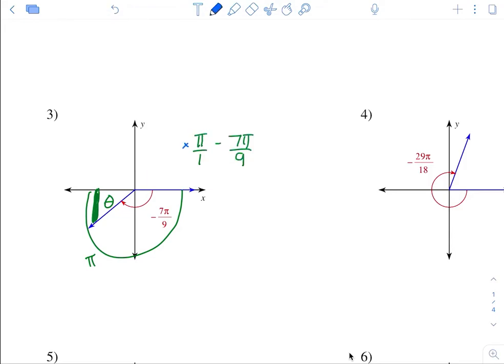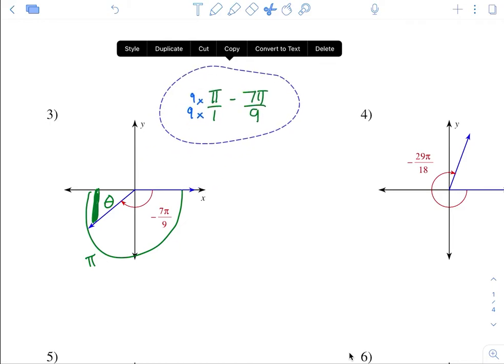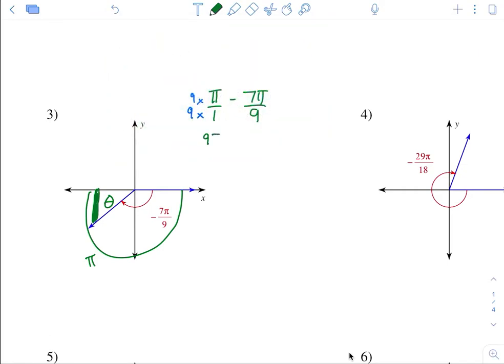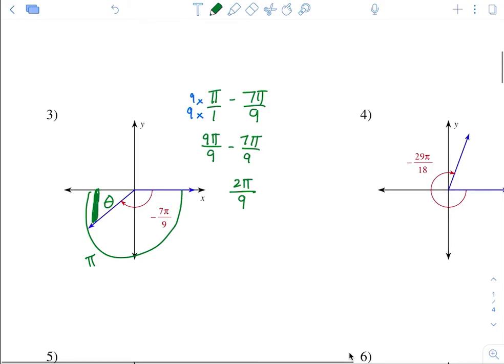put this over 1, let's find a common denominator, multiply top and bottom by 9. So then we get 9 pi all over 9. And then rewrite this, minus 7 pi over 9, so now we can subtract. 9 pi minus 7 pi is 2 pi. Keep the common denominator, which is 9. So that reference angle is going to be 2 pi over 9.